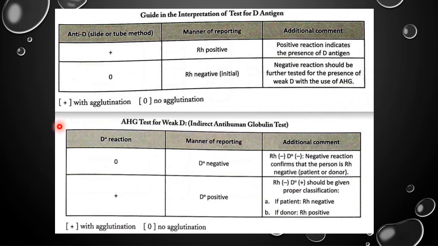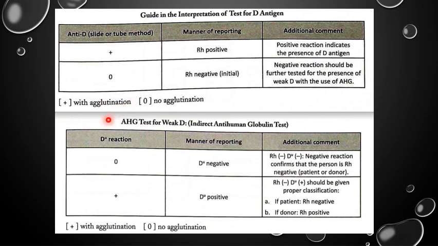This is the guide in the interpretation of tests for D antigen. So, anti-D in slide or tube method, if this shows a positive or with agglutination, the manner of reporting is Rh positive. So, meaning positive reaction indicates the presence of the D antigen. If there is no agglutination, it is initially Rh negative. So, negative reaction should be further tested for the presence of weak D, with the use of AHG.